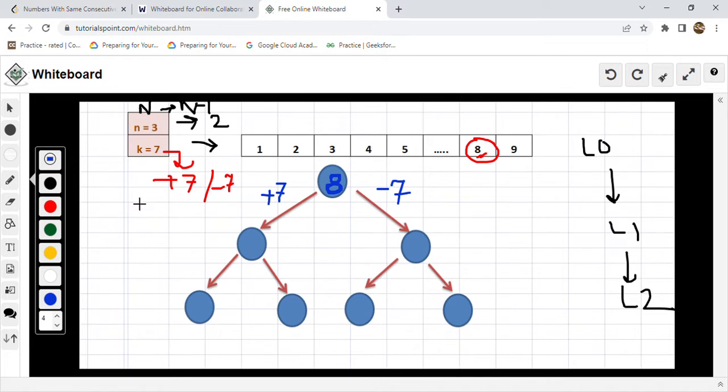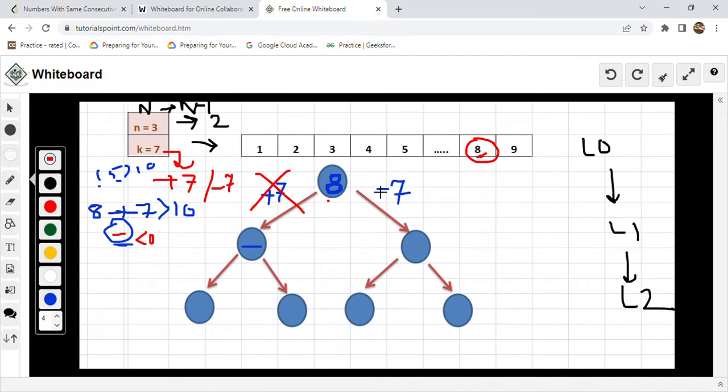Now what if 8 plus 7? 8 plus 7 is actually 15, which is greater than 10, and it contains two digits, but we have only one place to fill. We can't add two digits at this position. So we will rule out this option: if the number plus k or minus k is greater than 10 or less than 0, if it is negative also, then we will rule that out. So this path is ruled out.